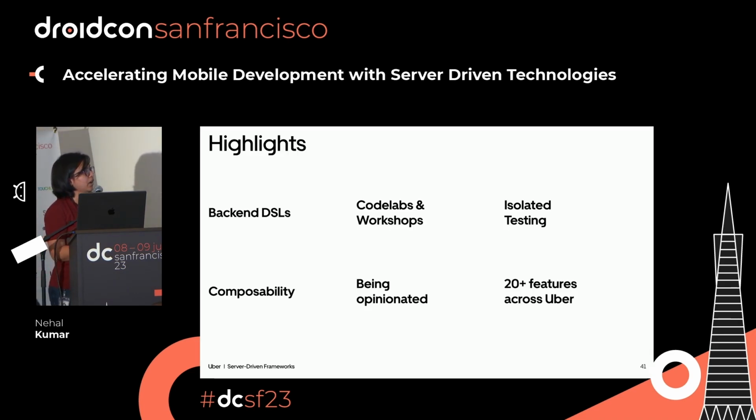OK, let's go over the highlights and what worked very well for us. So one of the highlights definitely is backend DSLs, which made it very easy to write type-safe payloads. Otherwise, it would have been pretty hard to write models by hand and be able to update and things like that. We also conducted extensive code labs and workshops to make sure that the framework had good adoption and people were able to understand. First of all, mobile engineers were able to understand how to write UIs in Go and things like that.